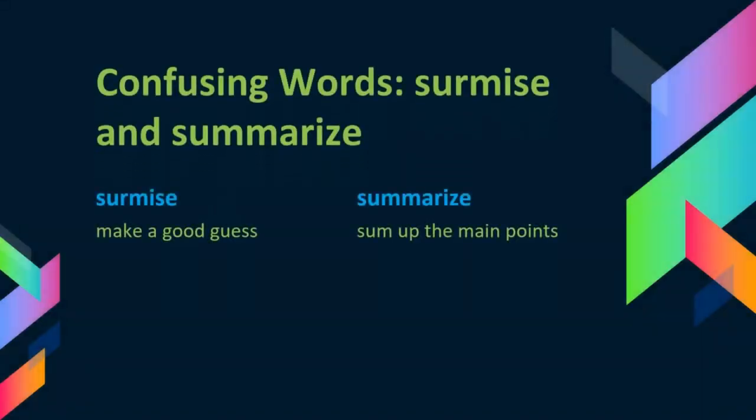And now we'll look at our confusing words for this lesson, surmise and summarize. These are words that even native speakers confuse. Surmise means to make a good guess, and summarize means to sum up the main points of something.